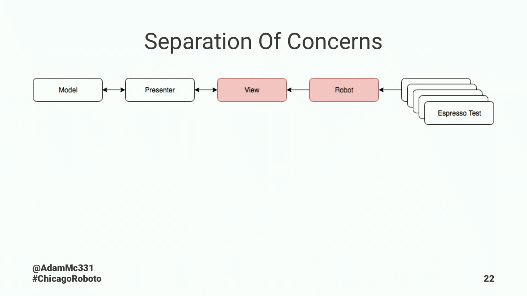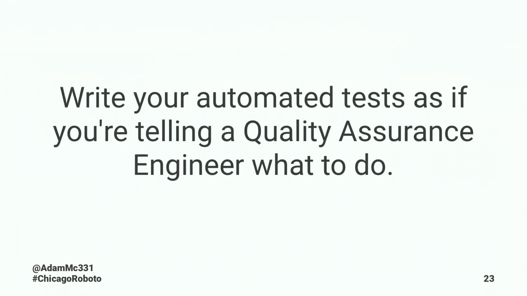So again, to continue this pattern of explaining it and then coming back to show it, let's talk about the end goal with robots and what our tests will look like after that, and then I'll show you how you can implement them. To go back to how your test doesn't really care about how your view is implemented, it would be really cool if you could write your automated tests as if you were telling a quality assurance engineer what to do. Because at a high level, that's the purpose of the Espresso test: you don't want to have your QA engineer go in and test your registration form every time if you can automate something like that.